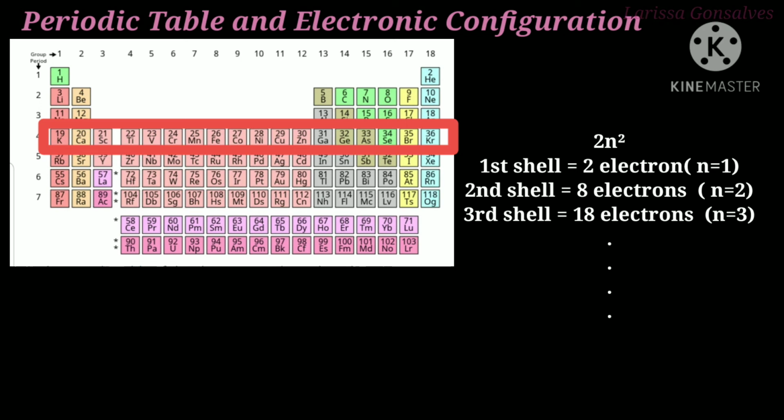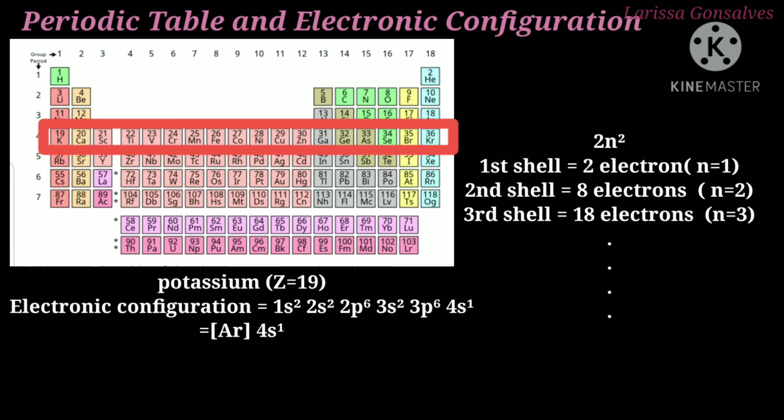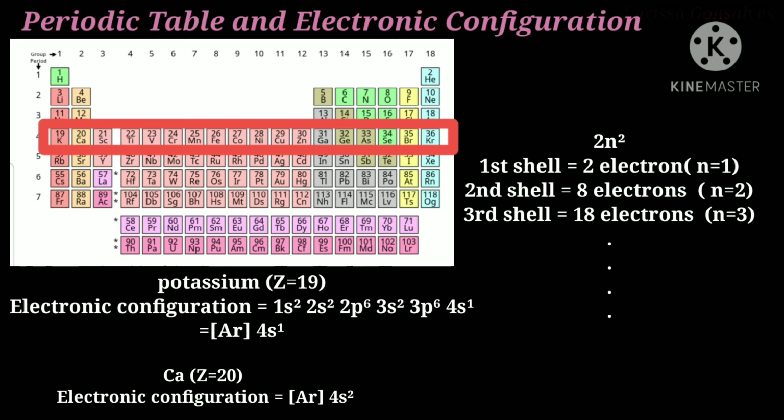The first 2 elements of the fourth period are potassium, which has the atomic number 19 and the electronic configuration written in the condensed form, that is noble gas core of argon 4s1, and calcium with the atomic number 20 having the condensed electronic configuration noble gas core of argon 4s2.